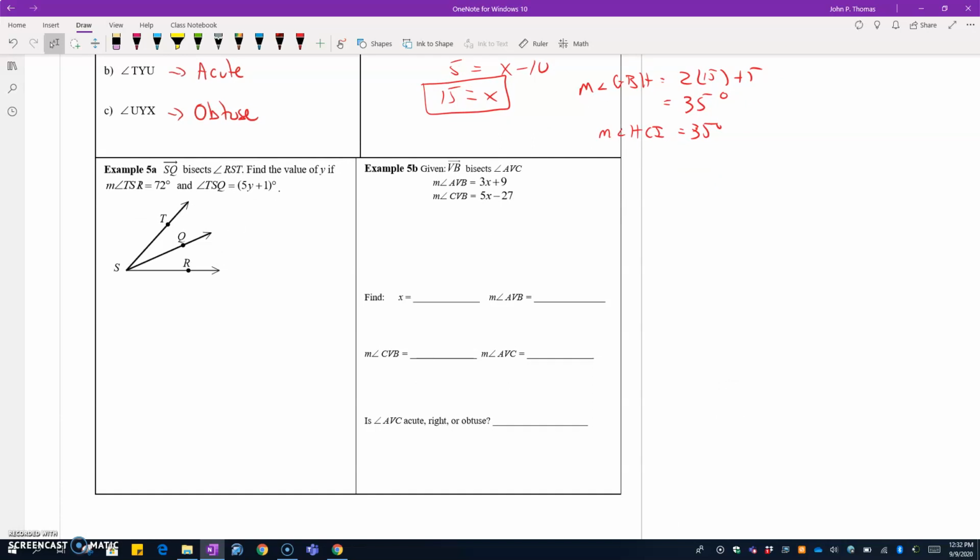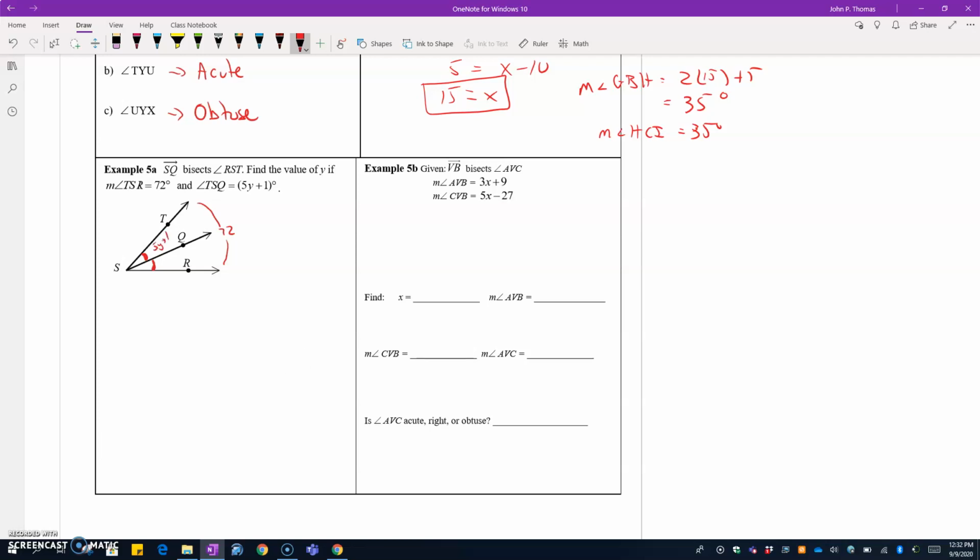In 5A, it says SQ bisects. So right there, they're telling you in code that those two angles are congruent, because bisects implies cuts completely in half. So it bisects RST, and it says find the value of y if TSR, so the large angle, is 72, all right, for the large angle, and TSQ is 5y plus 1.